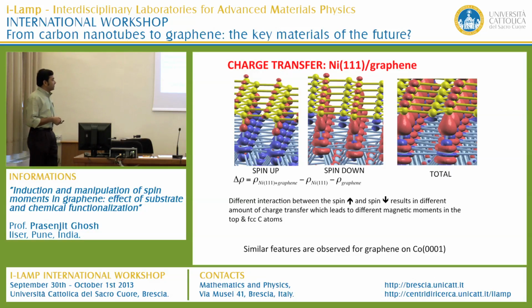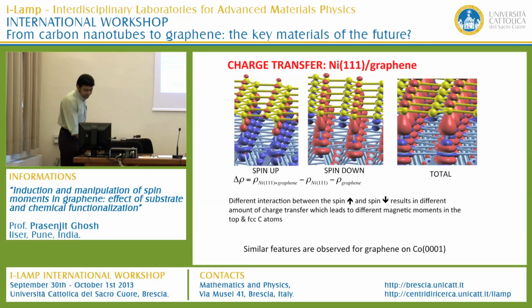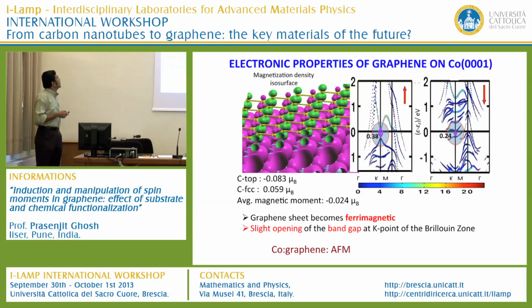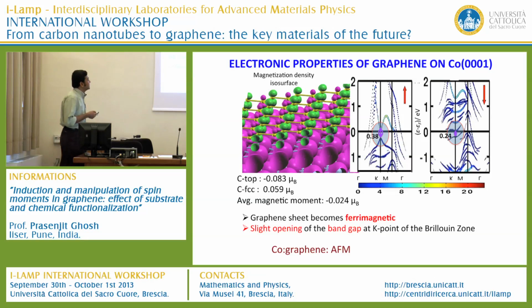For graphene on the cobalt 001 surface also, we see similar results. However, since the magnetic moment on the cobalt atoms is much larger compared to that of nickel, the induced magnetic moment on the graphene sheet on the cobalt surface is larger compared to that on nickel. As a result, the average magnetic moment induced in the graphene sheet is antiferromagnetically aligned with respect to the cobalt atoms. And also, similar to the nickel, we see there is a slight opening up of the band gap.